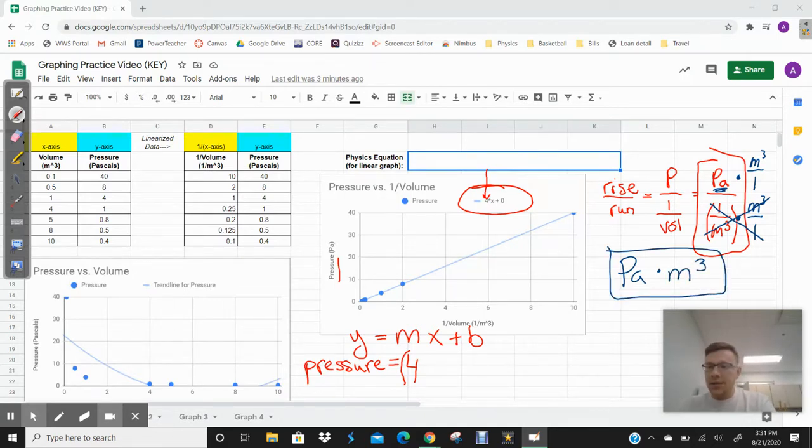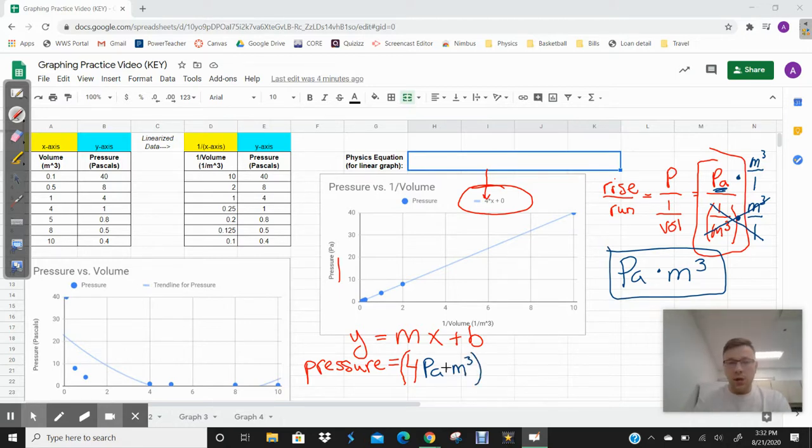So again, all I did here is I multiplied the denominator by its reciprocal. And if you multiply the denominator by something, you'll have to do the same thing to the numerator. So we also multiplied the numerator by the reciprocal of the denominator. This gives us pascals times meters cubed, okay? So I'm going to put that in right here. So pascals times meters cubed, those would be our units.